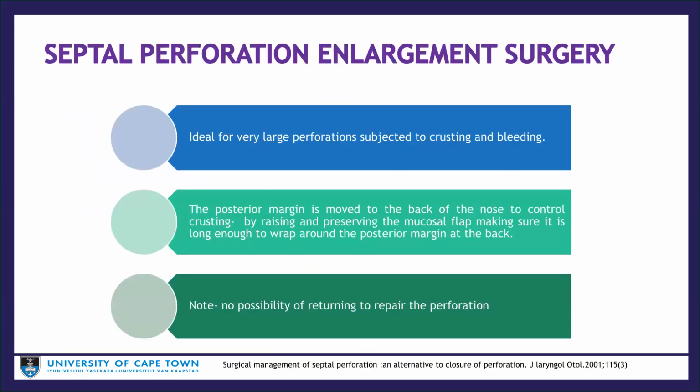There is also a surgery which is called the septal perforation enlargement surgery. This is attempted for very large perforations subjected to crusting and bleeding. And the principle behind it is to bite off the posterior margin further back and to raise and preserve the mucosal layers on either side of the perforation, making sure it is long enough to wrap around the posterior margin. It is of note that there is no possibility of returning to repair the perforation if this has occurred.